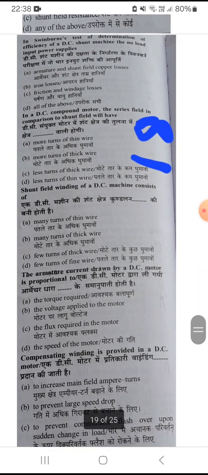In Swinburne's test for determination of efficiency of a DC shunt machine, the no load input power supplies, option A, armature and shunt field copper losses, option B, iron losses, option C, friction and windage losses, and option D, all of the above. So here option D is the right answer, all of the above. In a DC compound motor, the series field in comparison to the shunt field will have, option C, fewer turns of thick wire. Option C is the right answer.